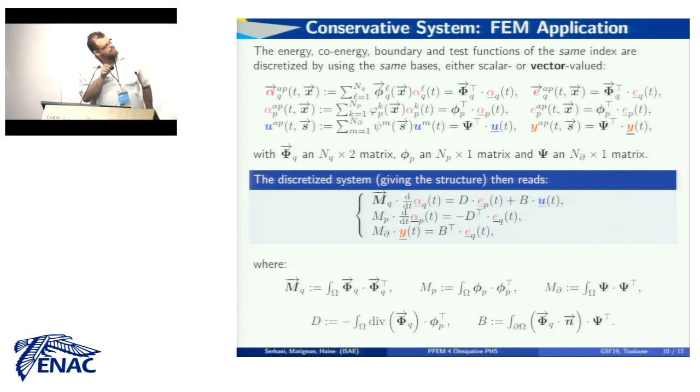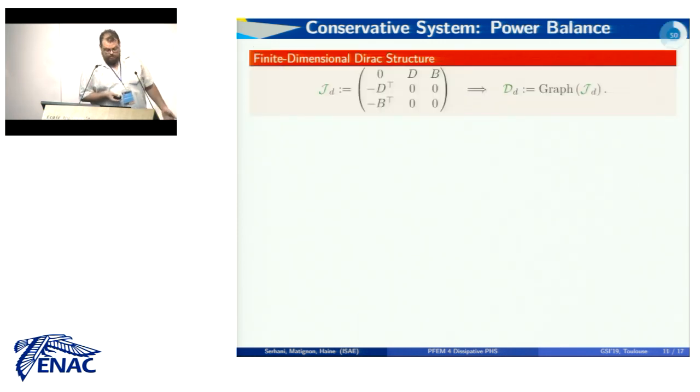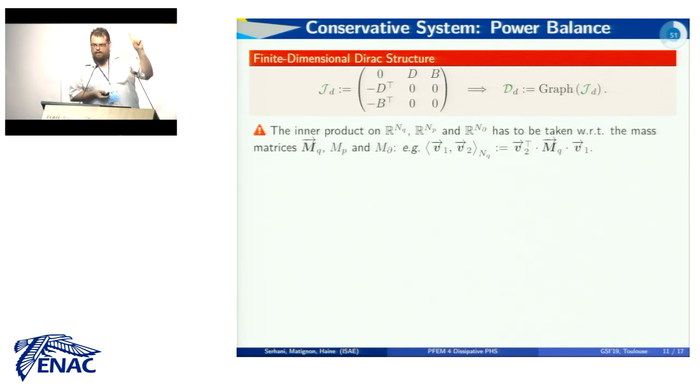Again, a remark: this is the structure. So in all these matrices, you do not have any physical parameters. Any physical parameters are kicked out in the constitutive relation. For the structure, we don't want to know how the system is. So if I rewrite everything, I get this structure operator. It is skew-adjoint. I take its graph. This is a Dirac structure, if I take the appropriate inner product on the finite dimensional spaces. Okay, so this appropriate inner product is given by the mass matrices.